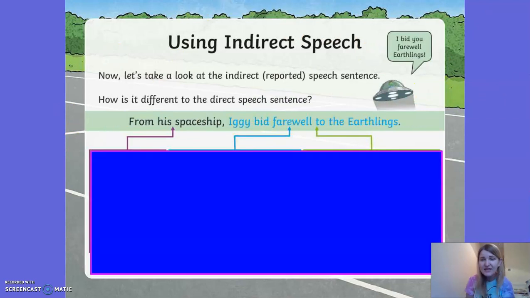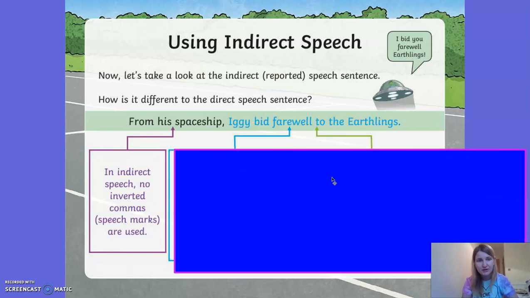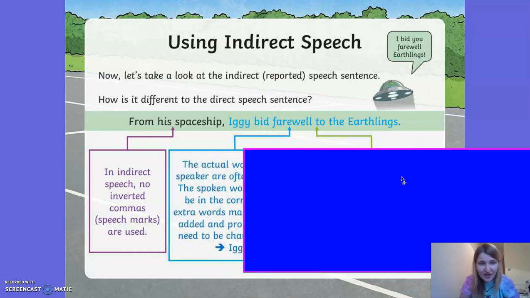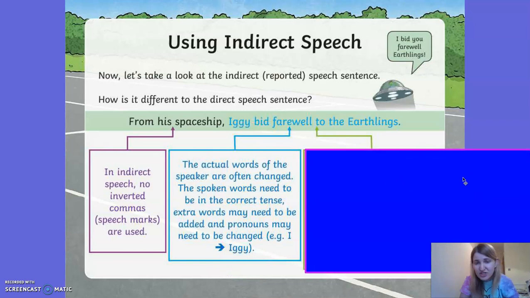Now, if we take a closer look at the reported or indirect speech, we've got from his spaceship, and there's no speech marks. That's the big thing for today: no speech marks in reported speech. We've changed, instead of writing "I bid you farewell, Earthlings," we've said Iggy bid farewell to the Earthlings. So if you look, bid farewell is the same, and so is Earthlings.